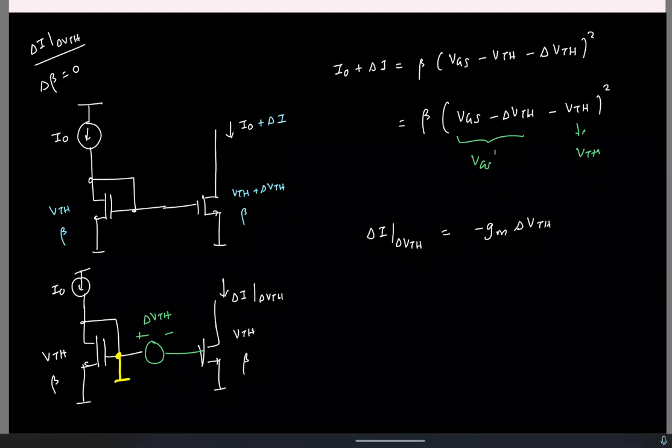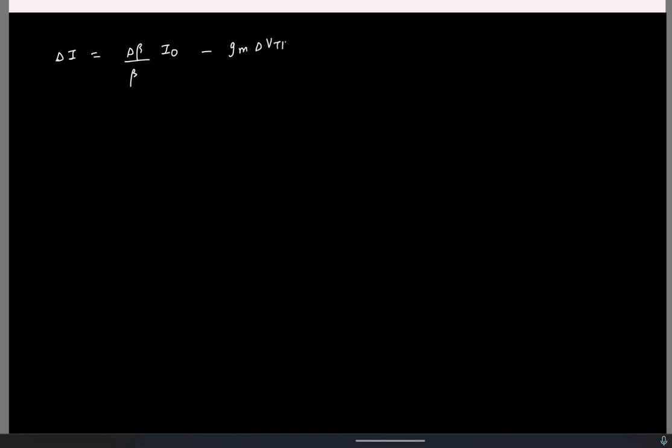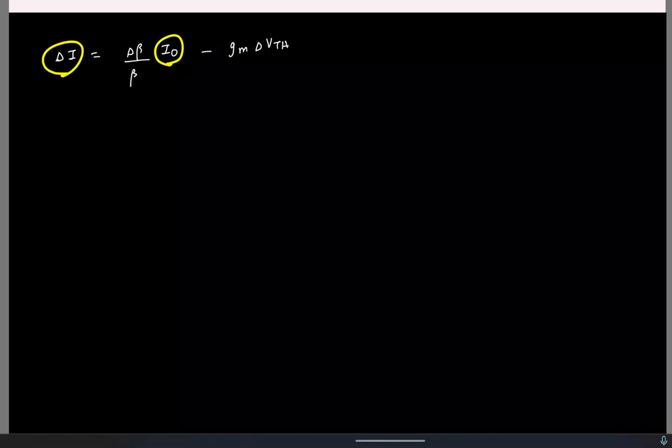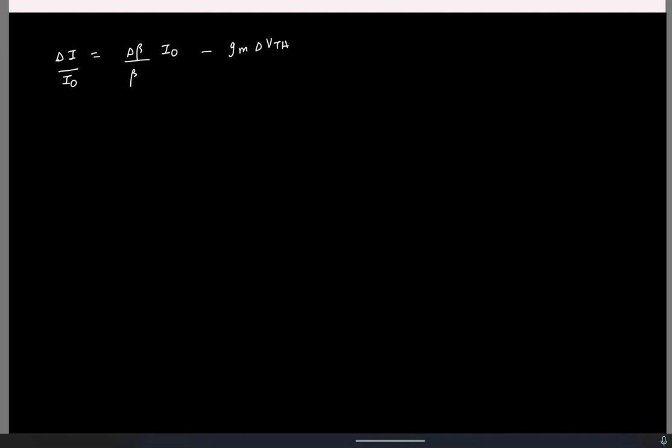So now let's write the complete delta I. So initially we had delta I due to beta variations, which we calculated to be this and this. Okay. Now if I have a current I naught nominally, the change in the current is delta I. Now if I naught increases, this delta I is also expected to increase. So instead of looking at delta I, I look at the normalized quantity, delta I by I naught. Okay. So this is going to be delta beta by beta minus GM by I naught times delta VTH. Okay.